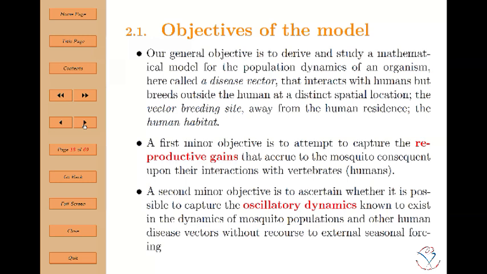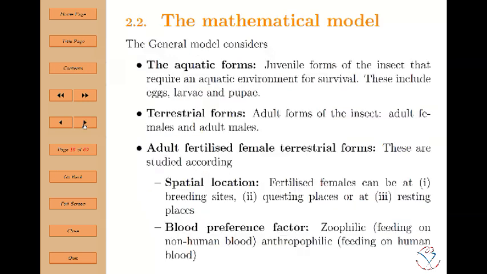we can talk about other vector-borne diseases. The first minor objective is to attempt to capture the reproductive gains that accrue to the mosquito because of the interaction with humans. Most models do not capture these reproductive gains that accrue to the mosquito. And the second minor objective would be to see whether we can capture oscillatory dynamics that are known to exist in the dynamics of mosquito populations without seasonal forcing. So we have the main objective and the two minor objectives.